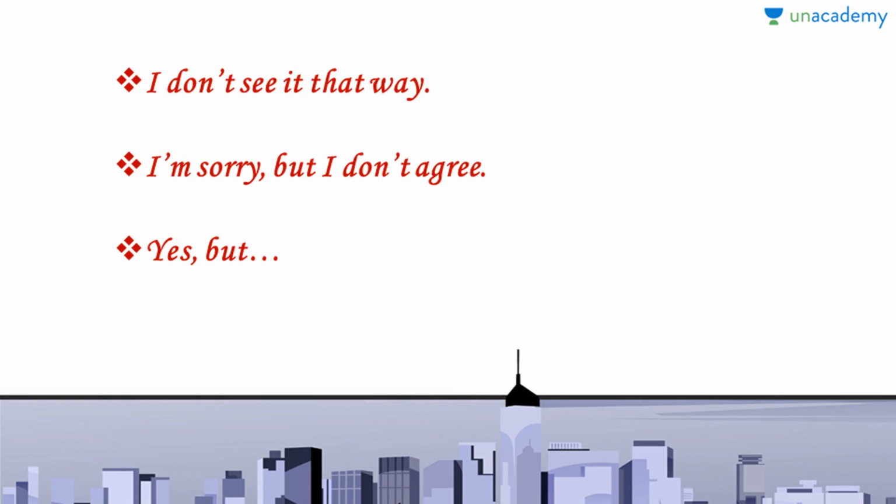The next term which we have is "I don't see it that way." This phrase is again important. Suppose there are two people conversing. One of them says, "Globalization is just another way for rich countries to exploit poor countries." The other one, who's disagreeing with this, says, "I don't see it that way. I think it's a mutually beneficial relationship." So in this case, he has disagreed with what the first person said about globalization.